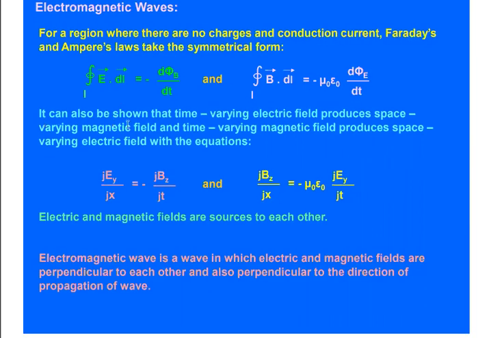First of all, try to understand, for a region where there are no charges and conduction current, Faraday's and Ampere's laws take the symmetrical form. Remember, when you connect a capacitor across a circuit, then you will see that the circuit is not completed because the two terminals of the circuit are not in actual contact with each other, because the two plates of the capacitor are separated by a dielectric medium, insulating medium, or even vacuum. Then how does current flow through the circuit when a capacitive circuit is there?